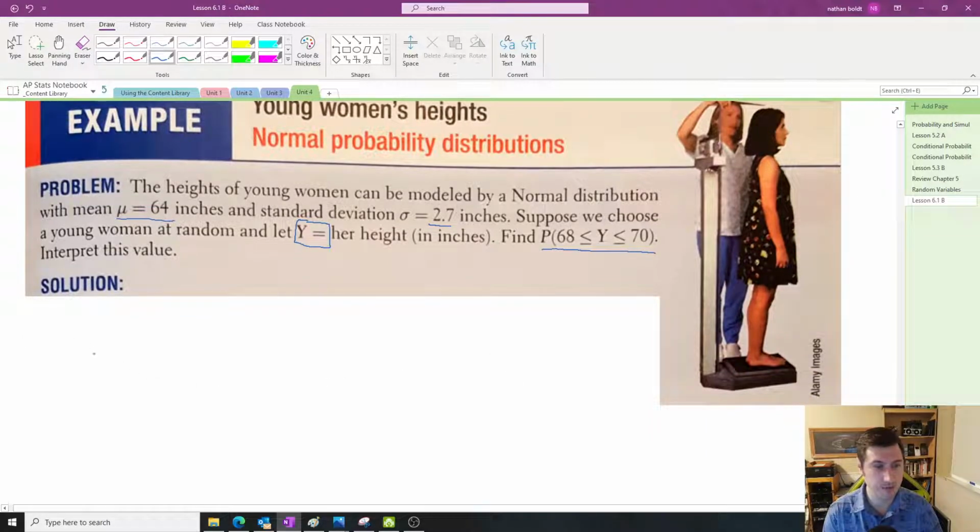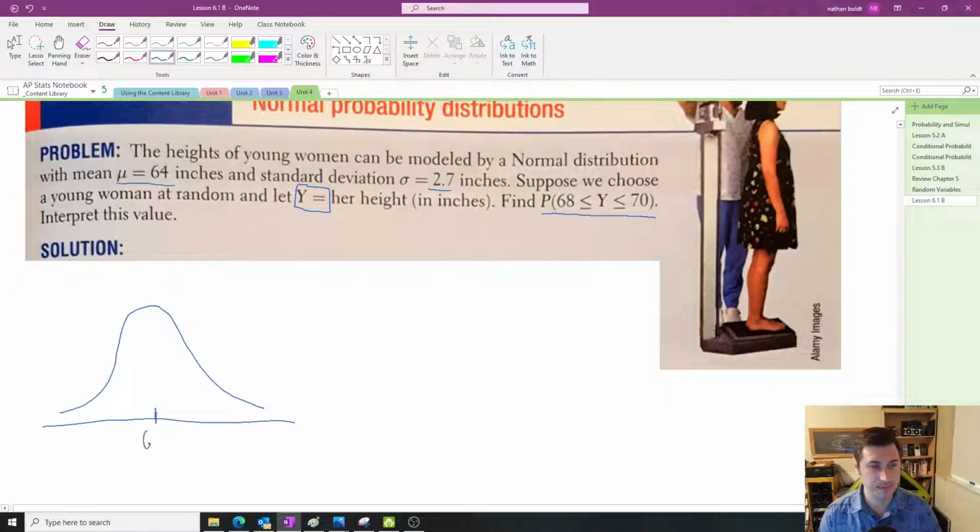Well, here's our probability distribution. It's a normal curve. That is a horrible normal curve, but I'm going to go with it. Don't judge me. So the mean is 64, and the standard deviation is 2.7. So we're going to add 2.7 and subtract 2.7 in both directions. So that will be 66.7, etc., and 61.3 going that direction. You can continue to add and subtract if you like.